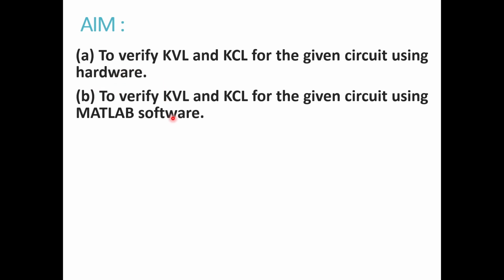Now, the aim of our experiment has been divided into two parts, because I have written this manual for the hardware experiment as well as for the software experiment. If you are doing the experiment on a circuit board, then you can write only the first aim. If you are also doing the experiment using MATLAB software, then you can write the second aim also. The aim of the experiment is to verify Kirchhoff's voltage law and Kirchhoff's current law for the given circuit using hardware. The second part is to verify Kirchhoff's voltage law and Kirchhoff's current law for the given circuit using MATLAB software.